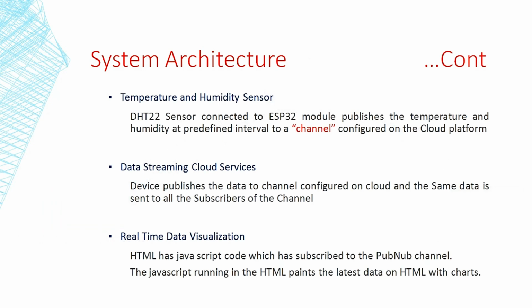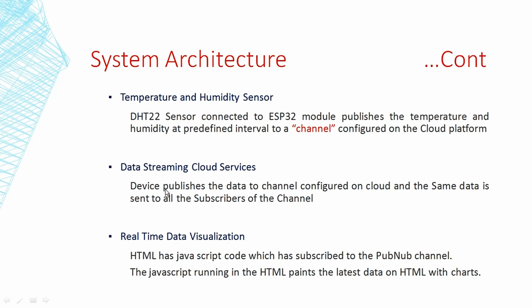I have given a very brief introduction to all three components that we are going to use. First is obviously the temperature and humidity sensor. We are going to use the DHT22 sensor, which is connected to the ESP32 module and publishes the temperature and humidity at a predefined interval to a channel configured on the cloud platform. Remember, we are publishing to the channel. This is very important.